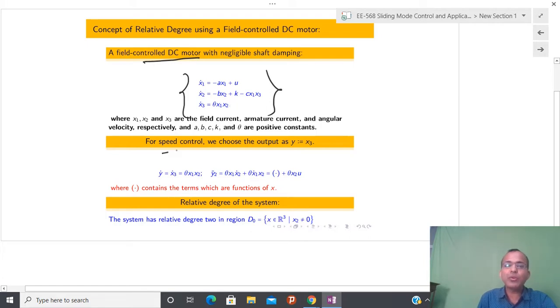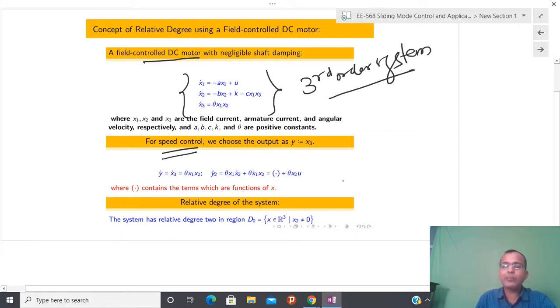Now what is our problem? I have to control the speed. We have already seen how to do a speed control problem using sliding mode control. So here the speed y is x3, and angular velocity means speed. You can see that in order to express this I have a third order system. How to see the order of a system? Just see the number of differential equations. So I have a third order system.